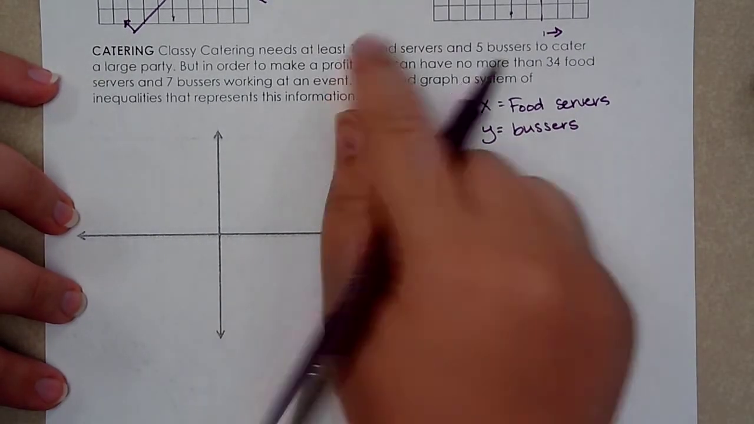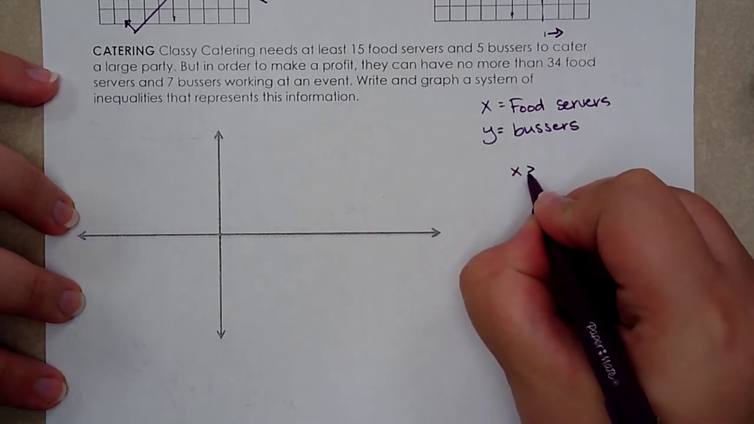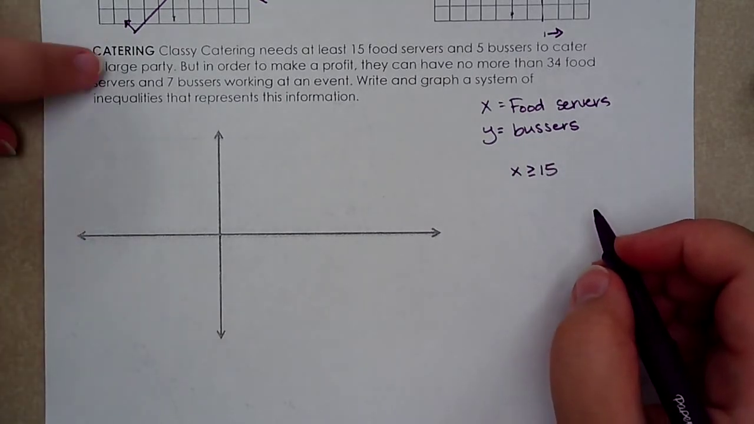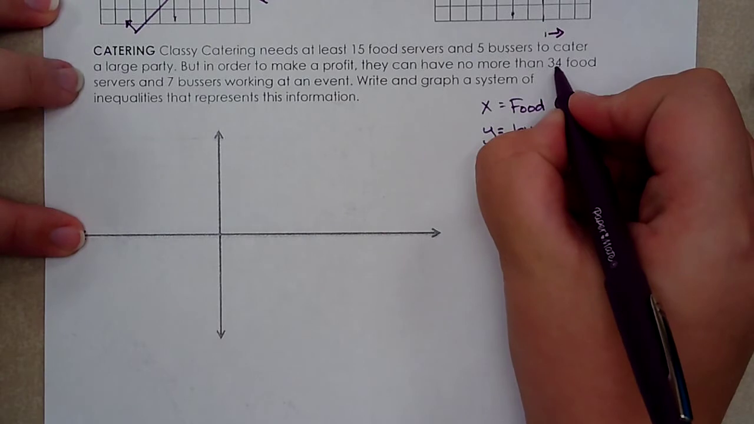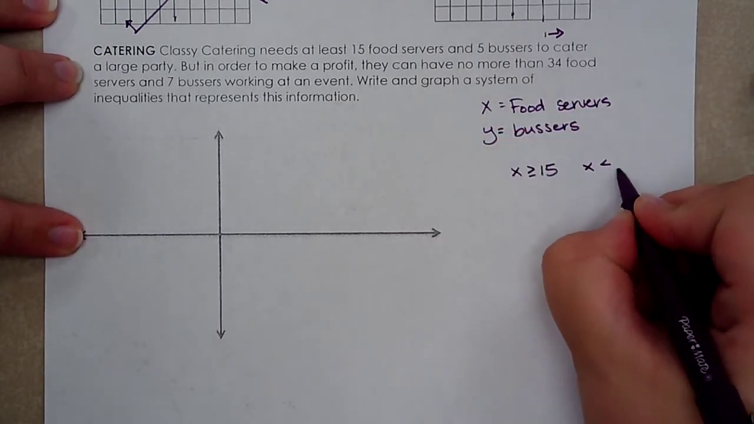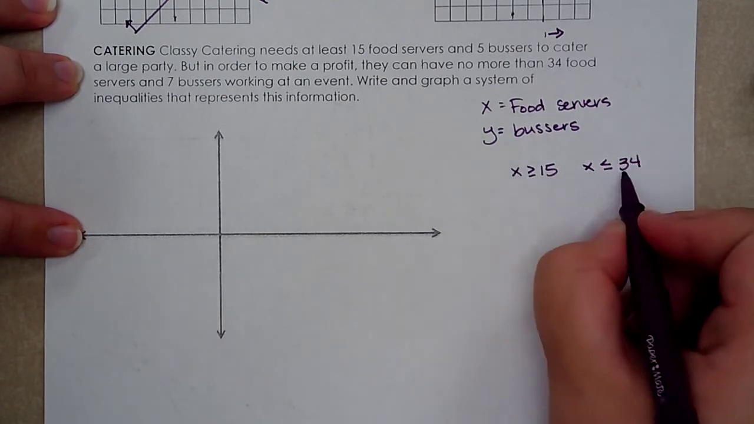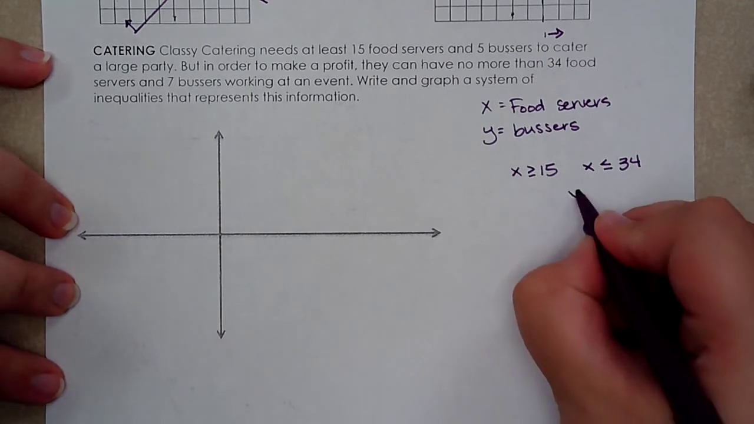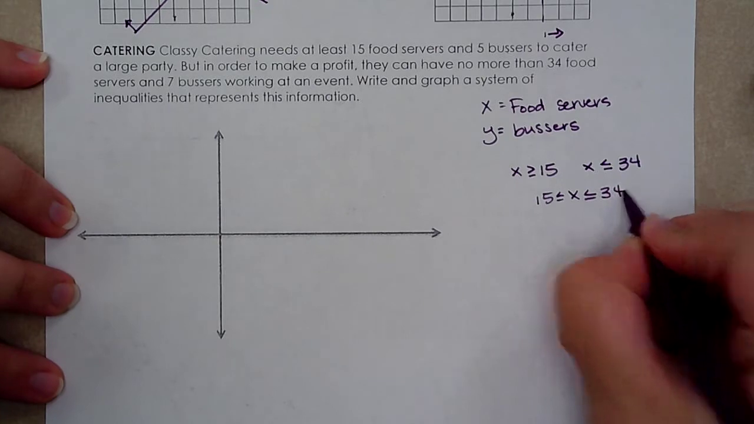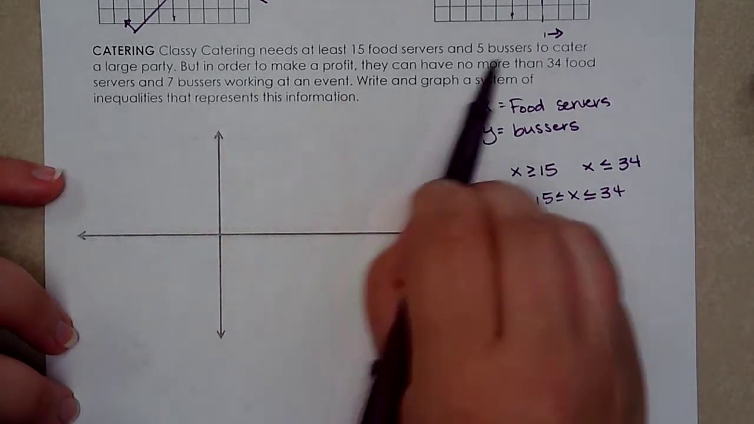It said they need at least 15 food servers. So X has to be greater than or equal to 15. However, they also said they can have no more than 34 food servers. So X has to be less than or equal to 34. Now, we can keep those separate. You could also combine them and say that X has to be greater than or equal to 15 and less than or equal to 34. I don't have a preference on how you write it. But let's jump to bussers as well.